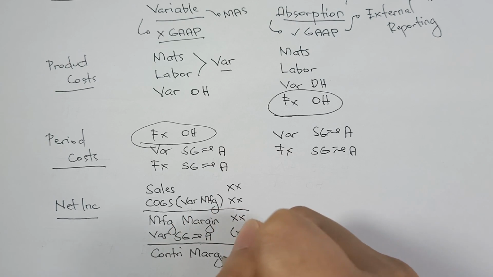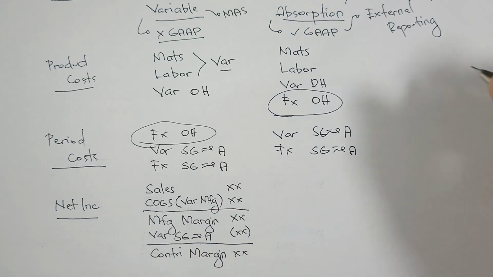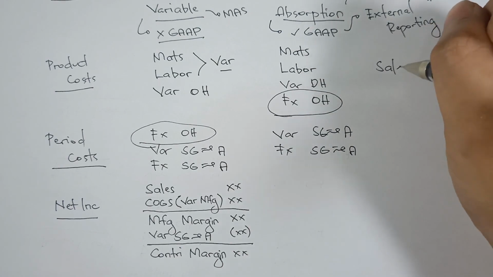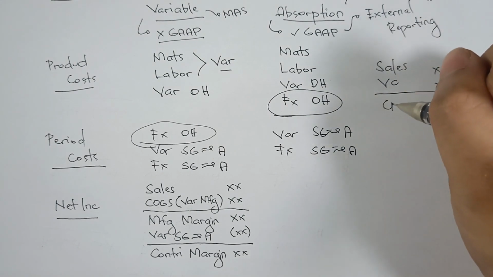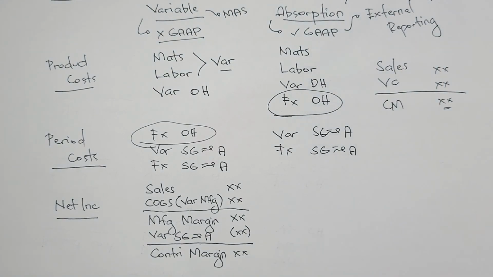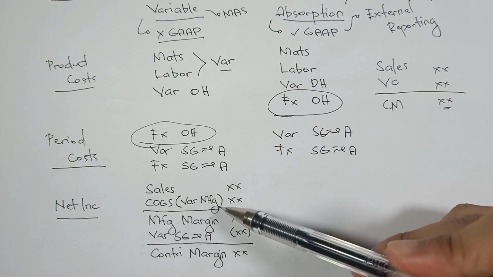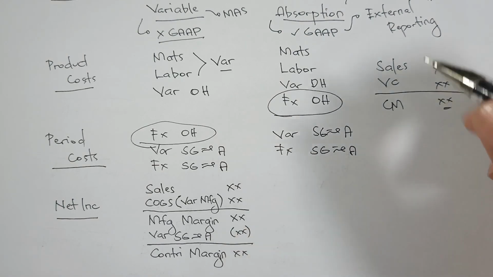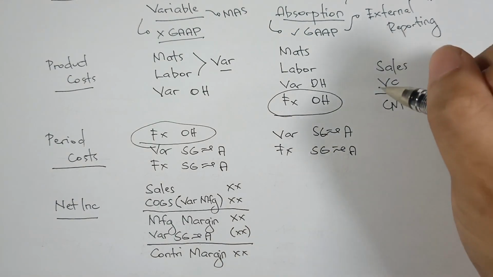Sir, why is that not the computation I know? The computation I know is that sales minus variable cost will give us the contribution margin. Actually, that is also correct. It's just that to separate the variable manufacturing and the variable selling and admin, I showed the manufacturing margin first.